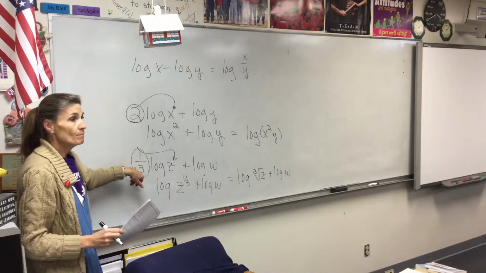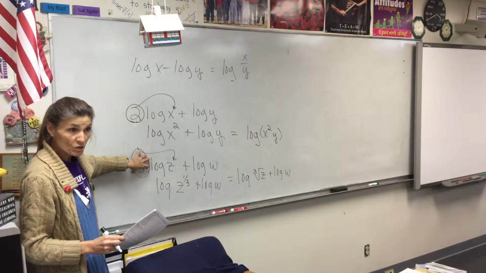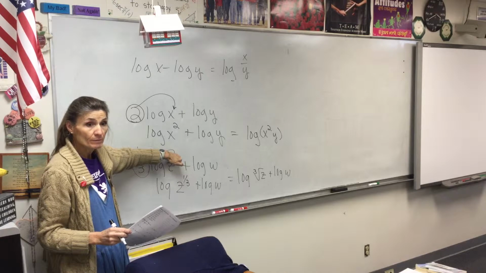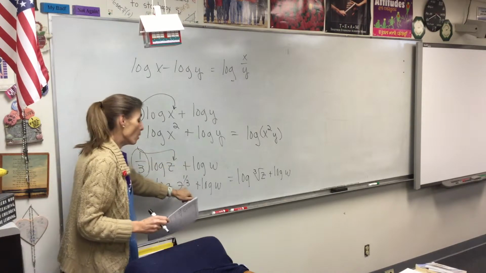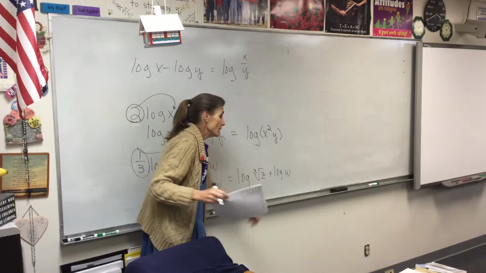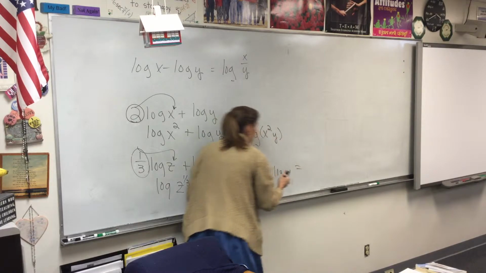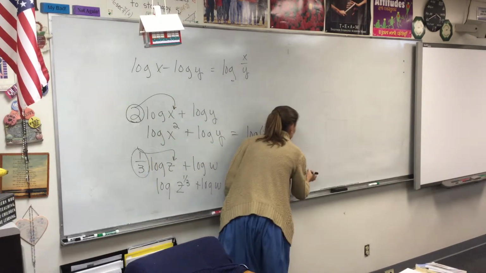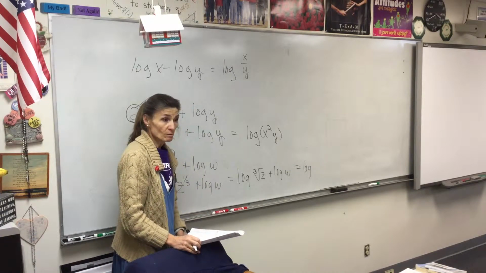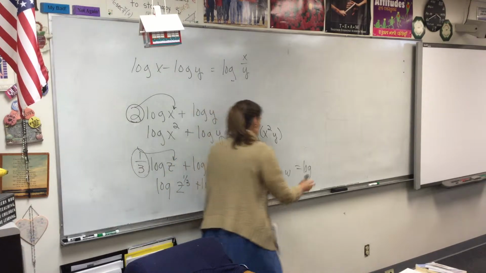Okay, let's back up. Where did the 1/3 go? The 1/3 was a coefficient. It became an exponent. We know that a 1/3 exponent means cube root. Now, these two logarithms have to get smushed together into one. Are they going to go together as a division or as a multiplication? Multiplication.